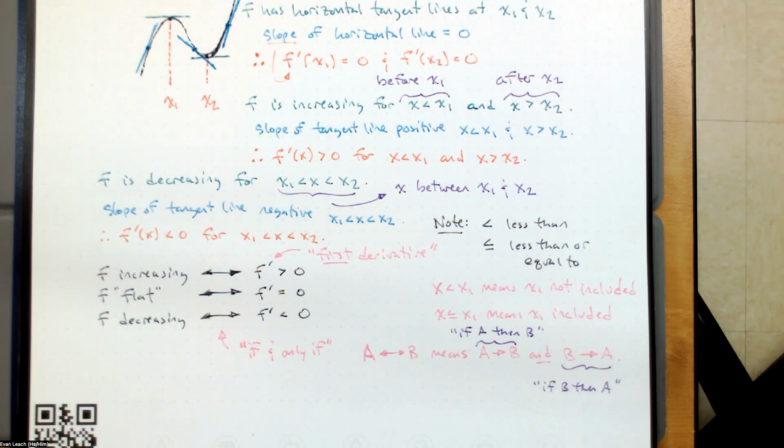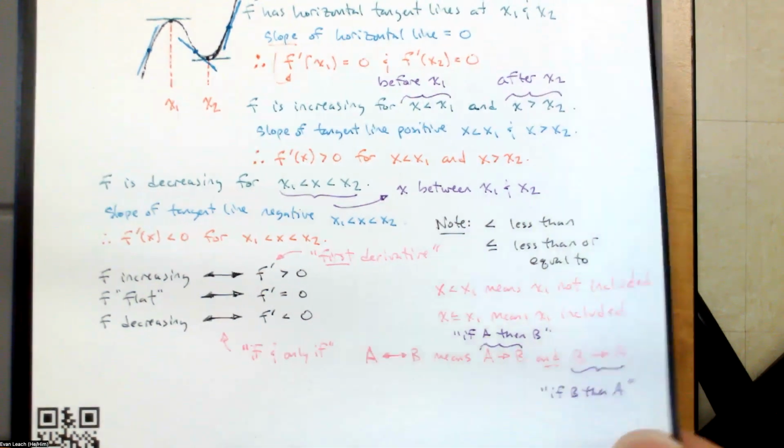The sign of the first derivative tells you the direction of the function. Positive first derivative, function increasing. Zero first derivative, function flat. Negative first derivative, function decreasing.